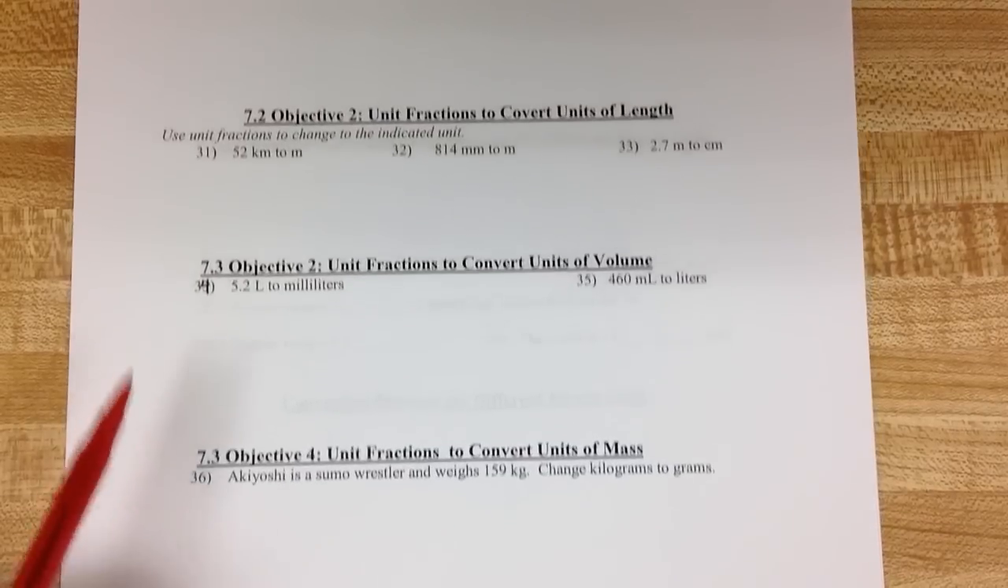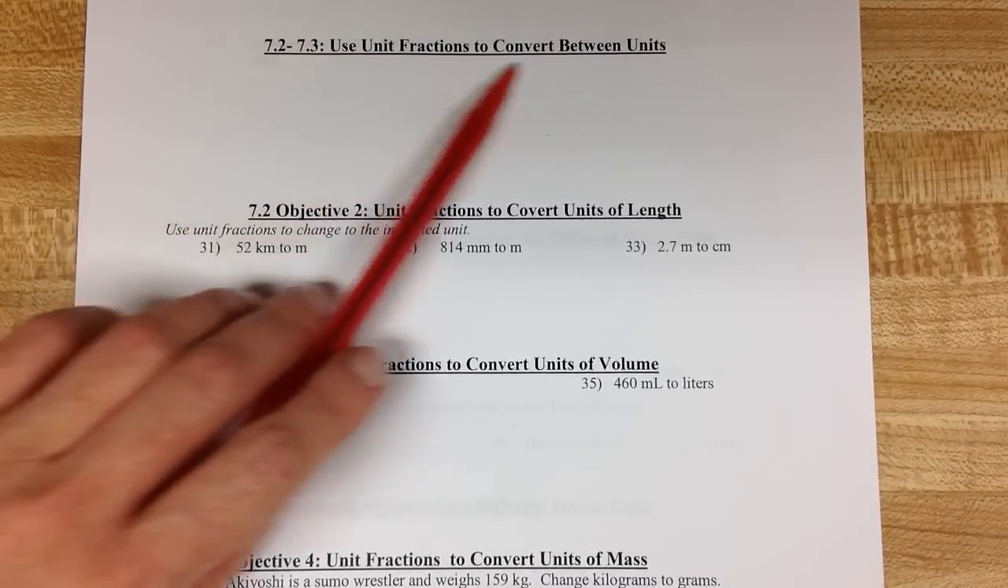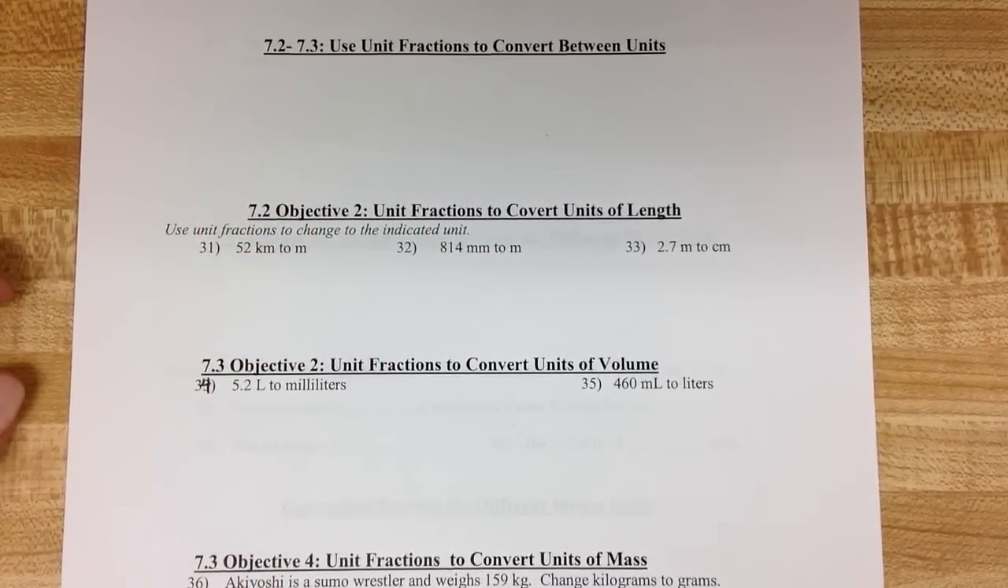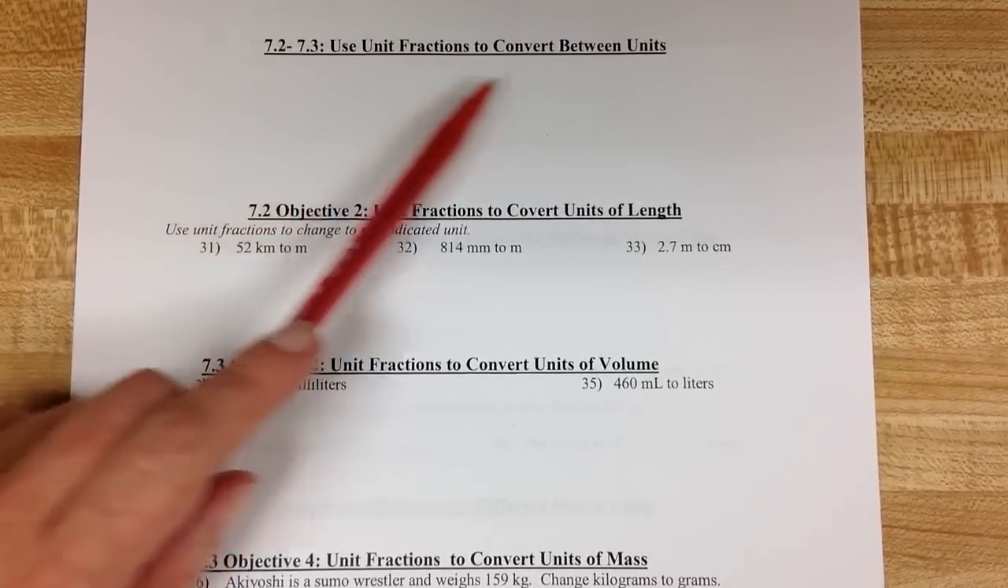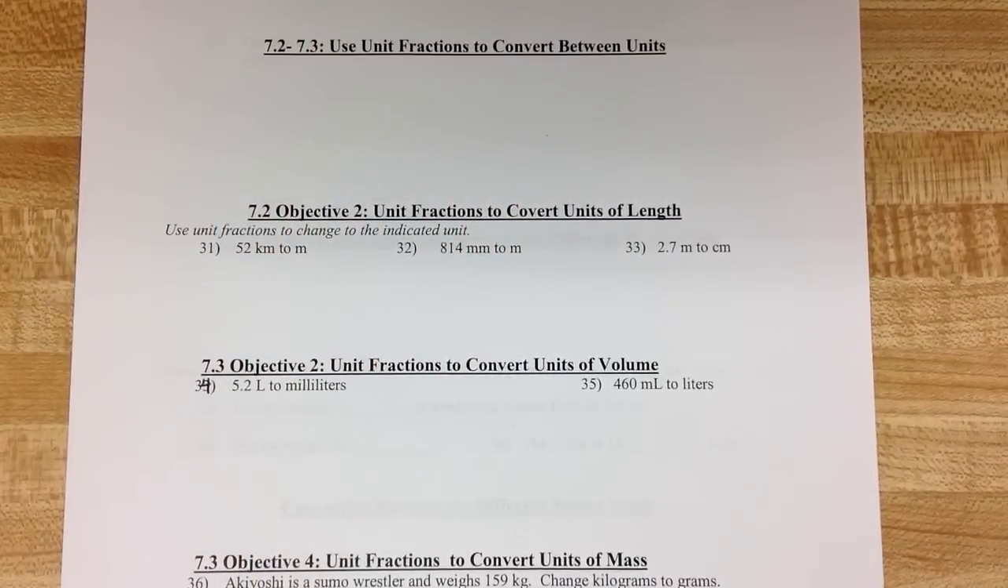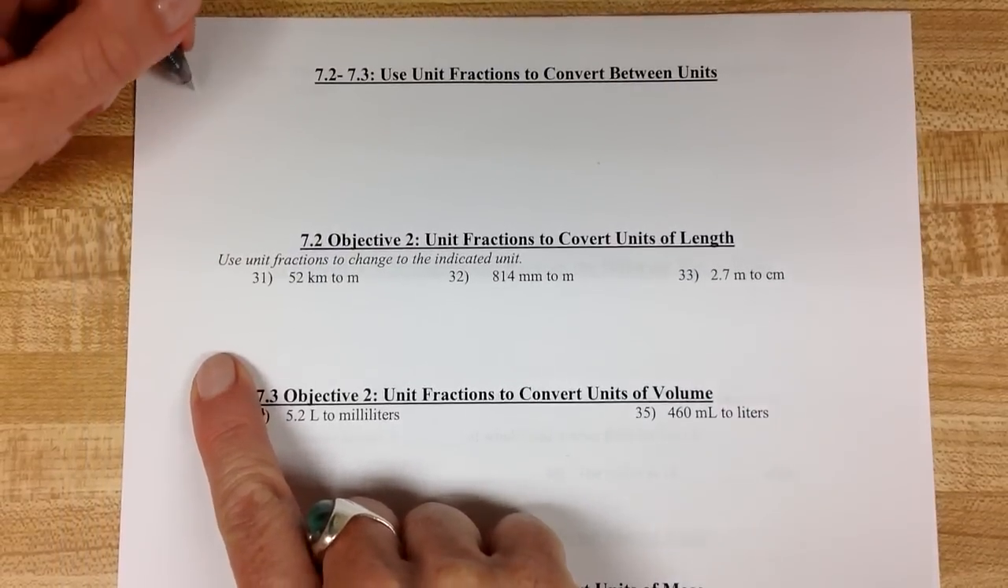In sections 7.2 and 7.3, we've been talking about all of the different units that are used in the metric system. And now we're going to be using something called a unit fraction to convert between these units. So first let's talk about what a unit fraction is.